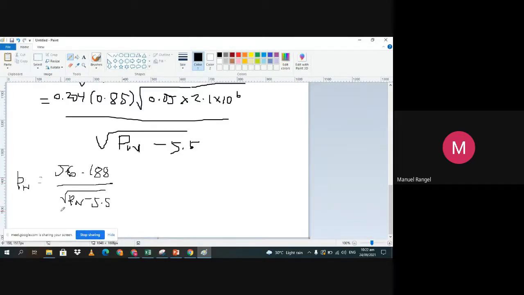So from this case, nahulog gyapon ta into equation, no? Since we cannot solve the value of Pn directly, mag-trial and error ta. Dapat on this side must be equal to the equation from this side.